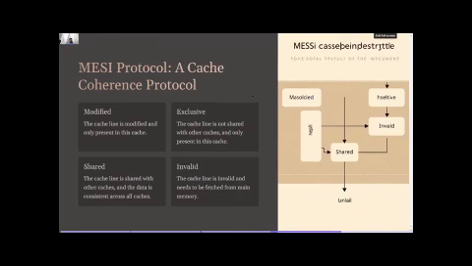MESI protocol, a cache coherence protocol. Modified: the cache line is modified and only present in this cache. Exclusive: the cache line is not shared with other caches and only present in this cache. Shared: the cache line is shared with other caches and the data is consistent across all caches. Invalid: the cache line is invalid and needs to be fetched from main memory.